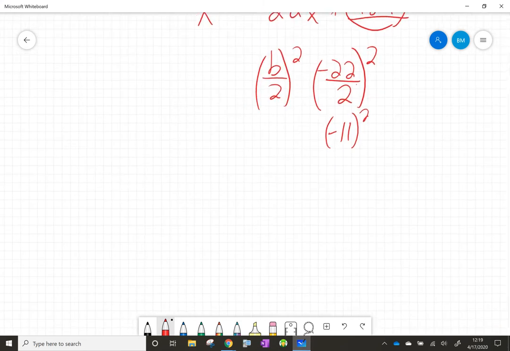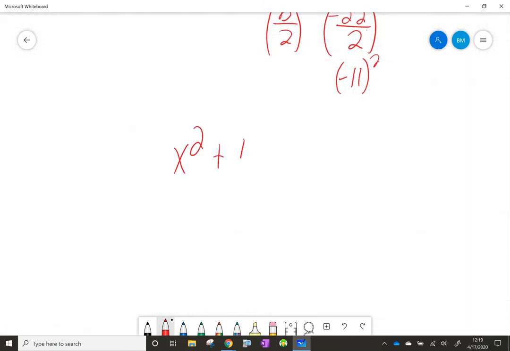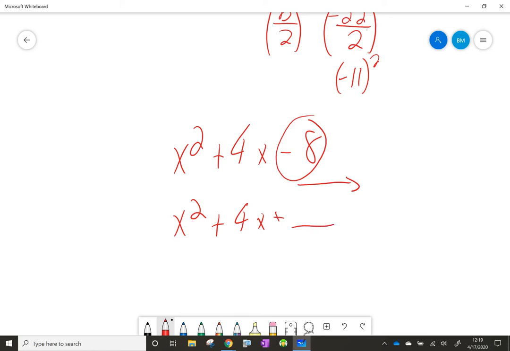So they have x squared plus 4x minus 8. The problem with this is it's not a perfect square trinomial, because the c value is not the right c value that it should be. So what we're going to do is push this c value aside. So we're going to have x squared plus 4x plus blank and then minus 8. We're pushing the c value aside, and our goal is to make a new c value here that will make this into a perfect square trinomial.